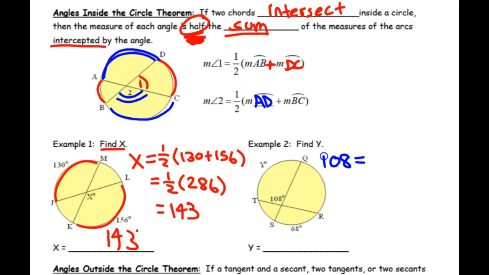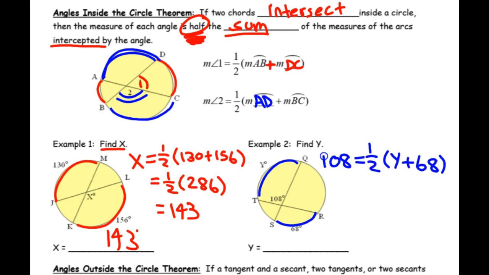equals, and what comes next? 1/2 parentheses. And what are my two arcs that I'm adding? Y and 68. So Y plus 68. Do you see how sometimes the variable is not by itself on the left? Sometimes it's over here, right? Now we need to solve this, and you should be able to solve this right now on your own without my help. Do you think you can do that? Okay? All you're trying to do is move stuff out of the way, so y is by itself.